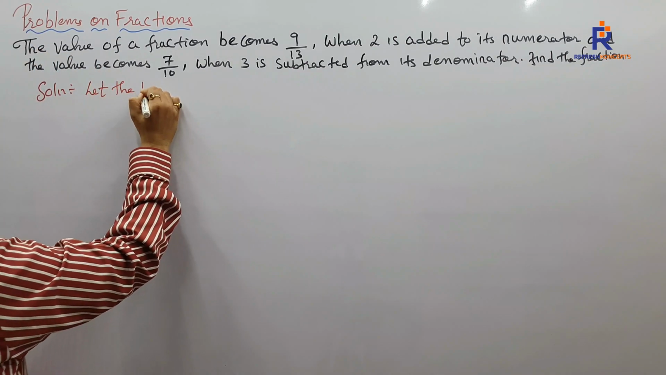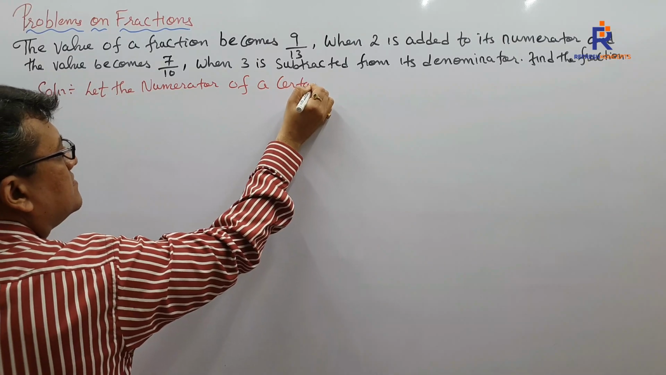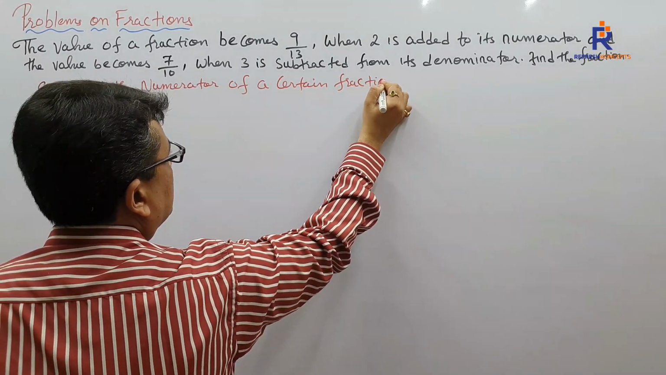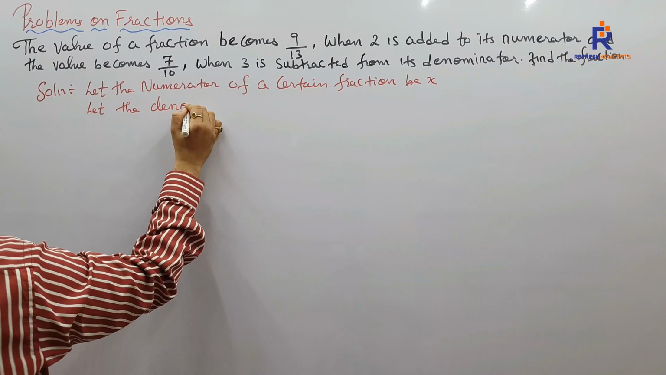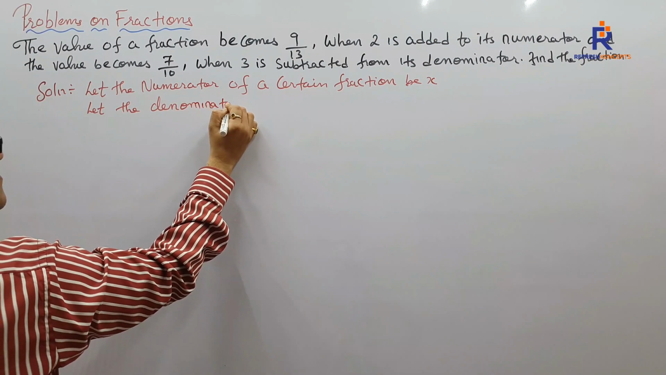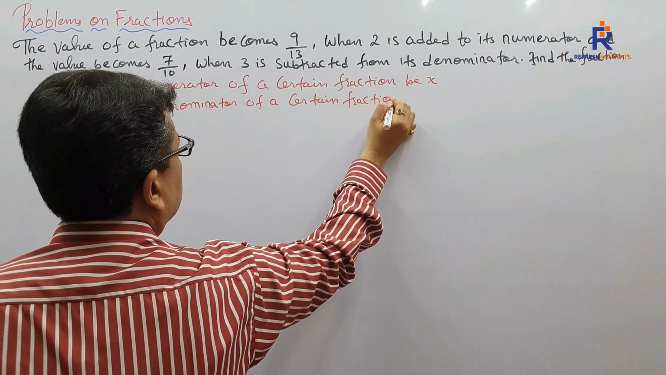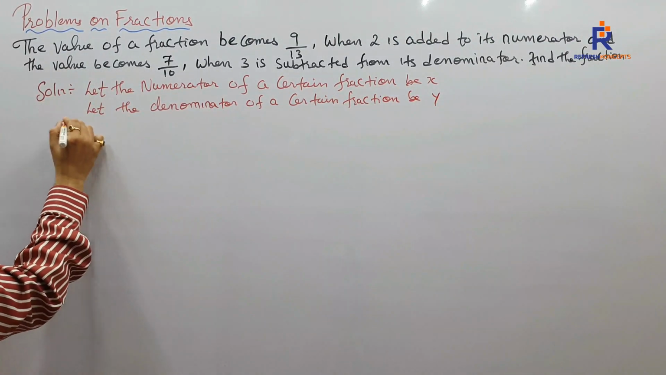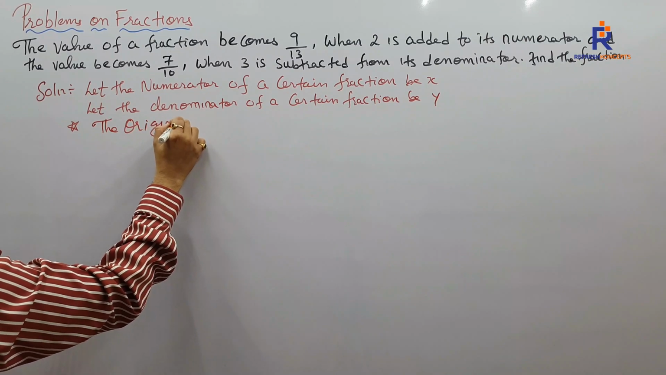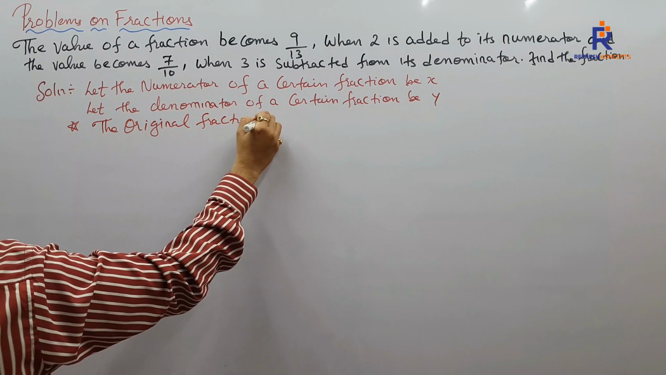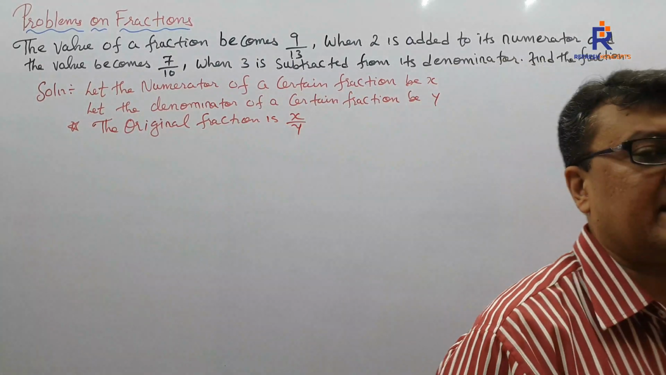Let the numerator of a certain fraction be x. Let the denominator of a certain fraction be y. And finally, what did I say earlier? Third line, the original fraction is x by y. Having written down the 3 lines, now only I'm going to start and read my sum.